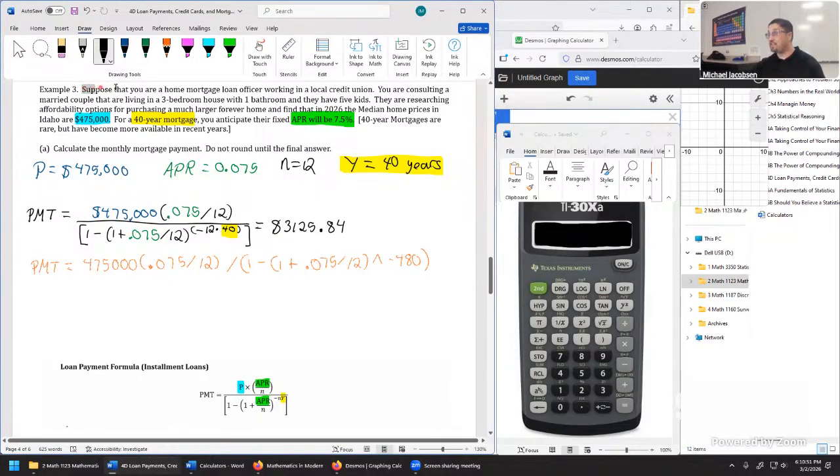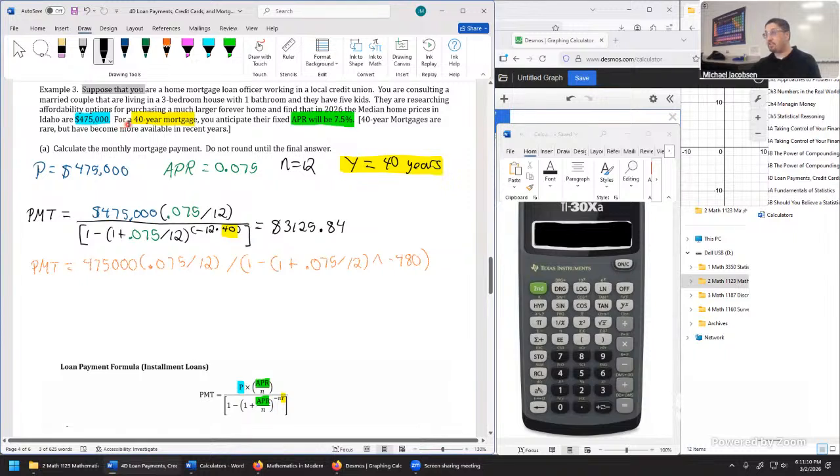In this particular context, we're supposing you work for a bank and you're just giving people a ballpark idea of what numbers might look like to determine if they can afford a mortgage payment. There was research done to find that the median mortgage in Idaho is 475,000. So we made that our principal.